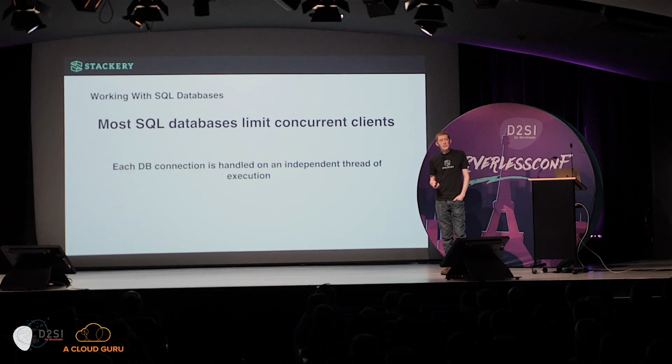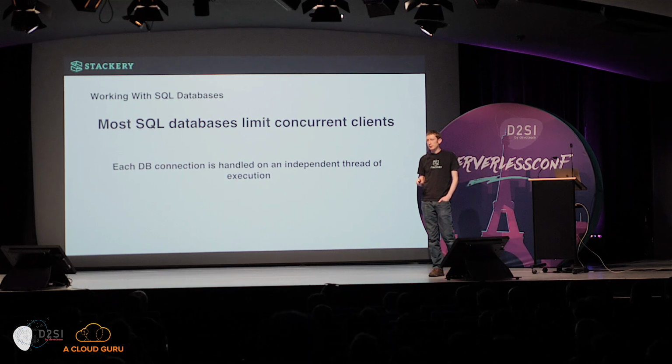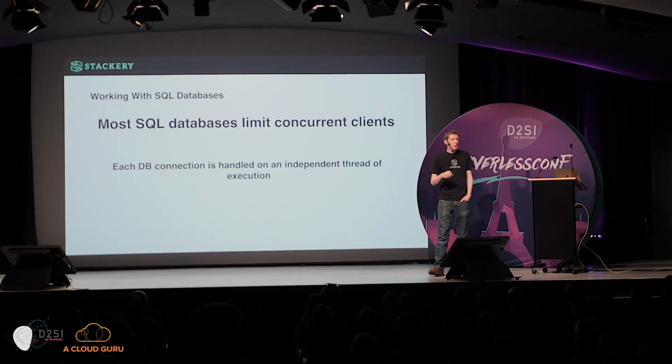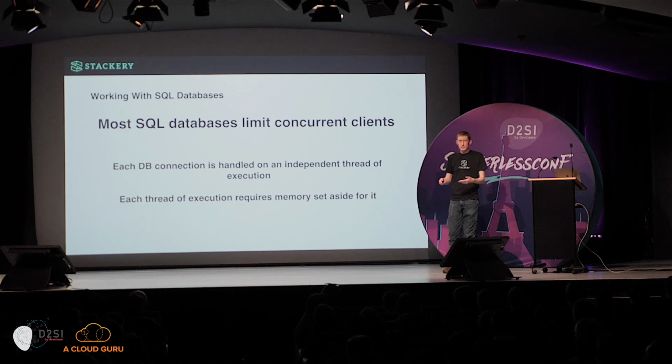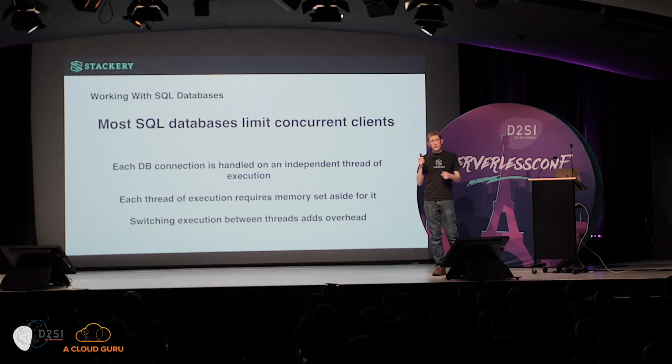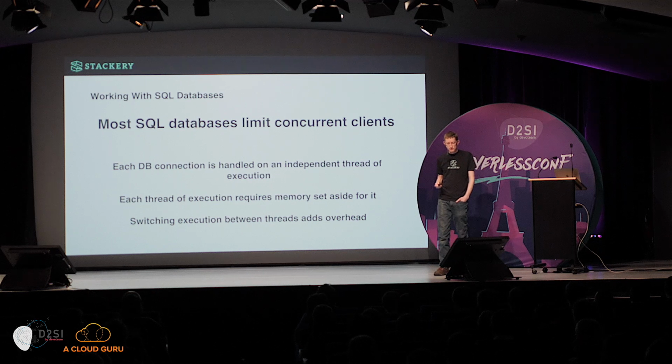So why do databases have this limitation in the first place? Well, every connection to that database is handled on an independent thread of execution. That's great for parallel processing, fully utilizing the server that it runs on. But each thread requires memory set aside to maintain its state, like its current stack and thread local storage. And it's expensive to swap between threads, so you can end up in a sort of resource starvation if you have too many threads at any given point in time.